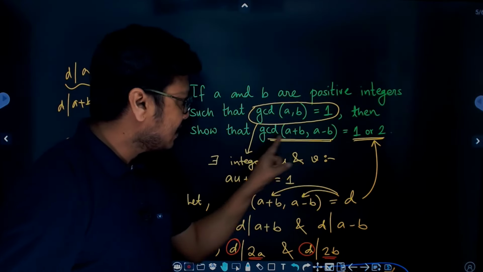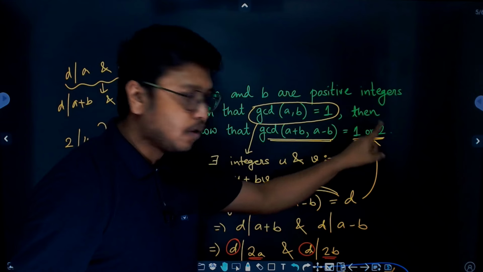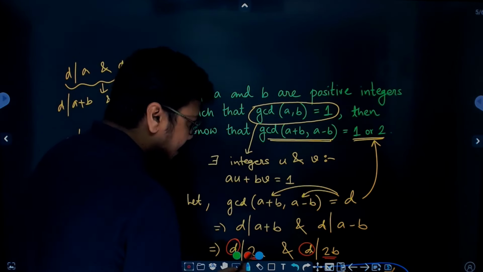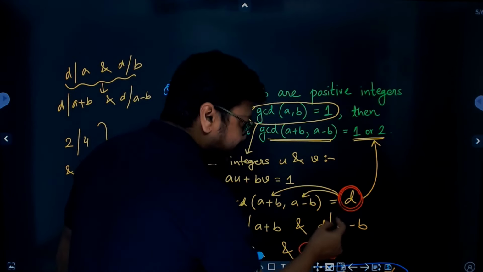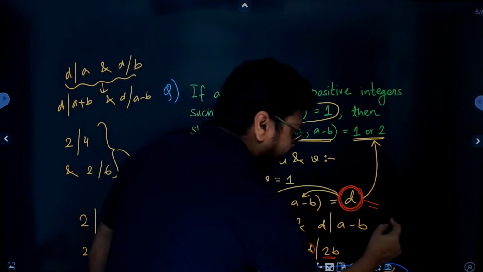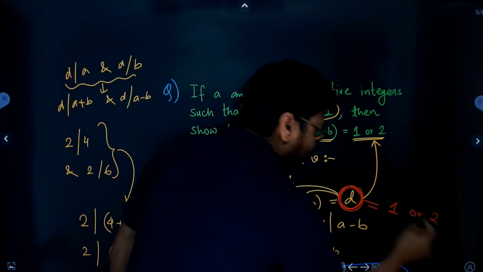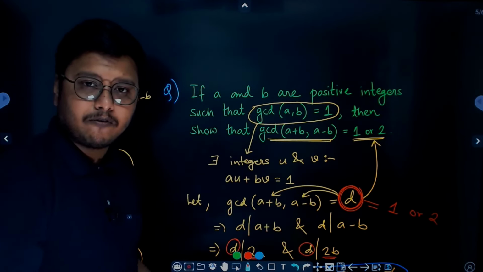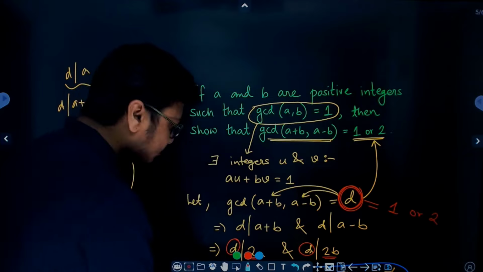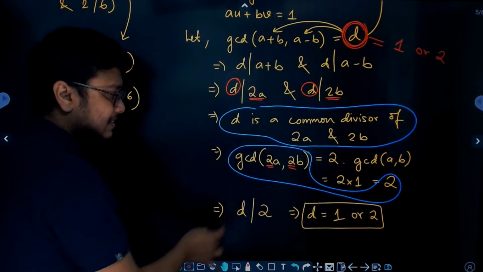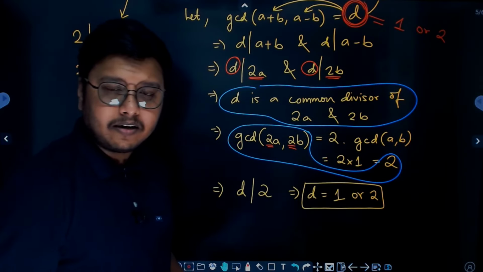So we were trying to prove that the GCD is 1 or 2. We had started off by taking the GCD as D, and the value of D we have got is 1 or 2. So that means we have just reached our proof, right? So I hope this theorem is clear.